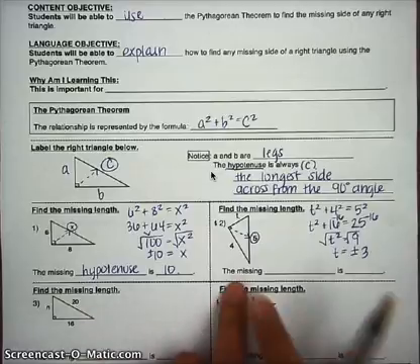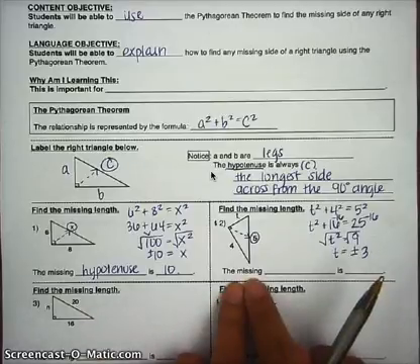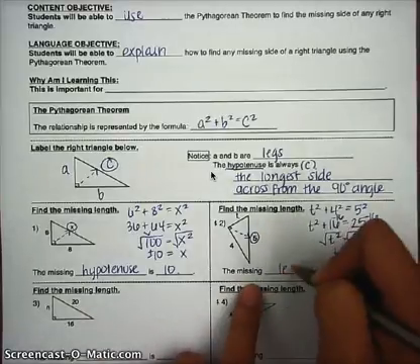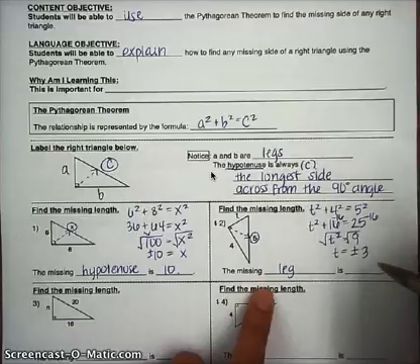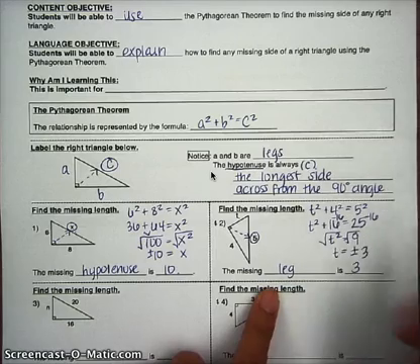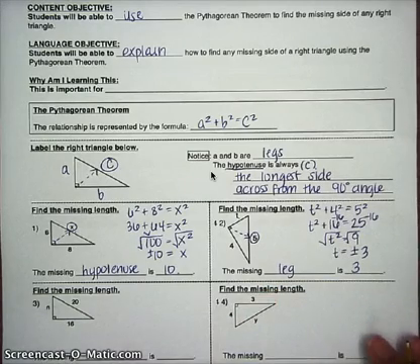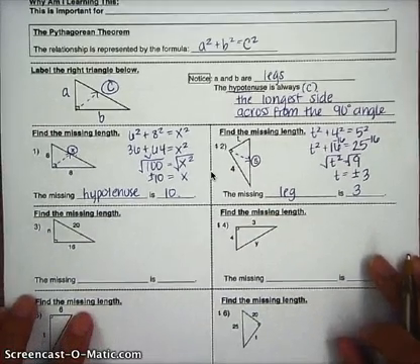So in this case, what's missing? A leg or a hypotenuse? A leg. So I'm going to say the missing leg is, should I say negative 3? No, because there's no such thing as negative distance, so I would just say 3.